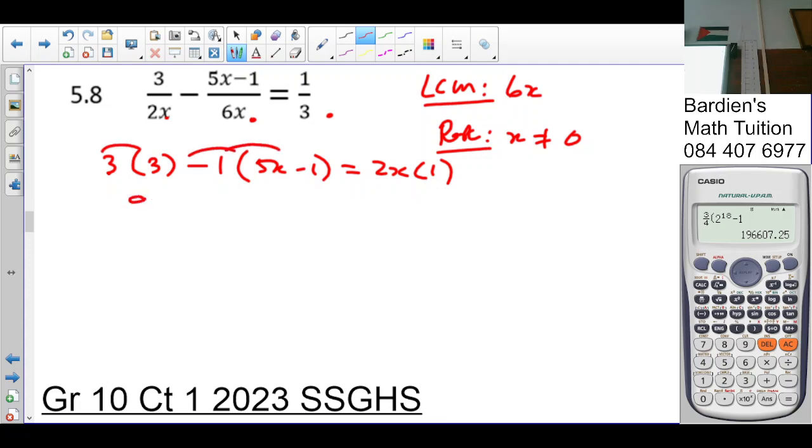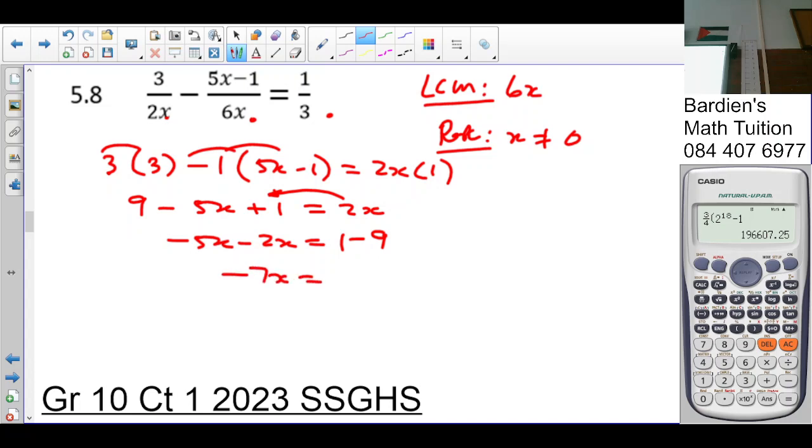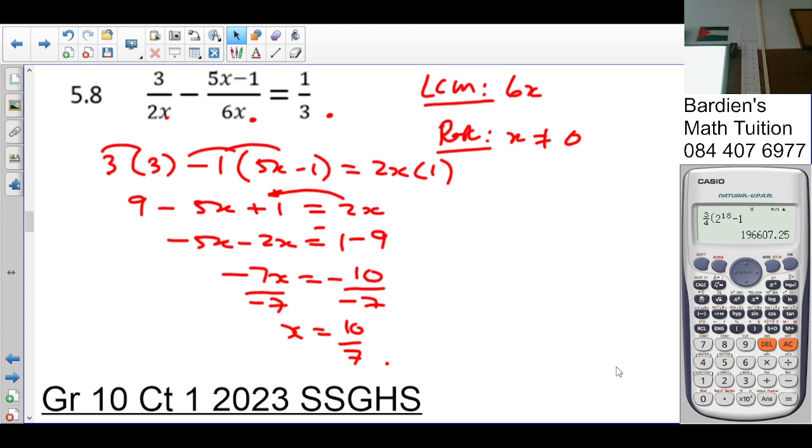So that's going to give us 9 minus 5x plus 1 equals 2x. So it's going to be negative 5x. Bring 2x over becomes negative 2x equal to 1 minus 9. So negative 5x minus 2x is negative 7x. 1 minus 9 is going to give you negative 8. Divide by negative 7 both sides. So x is equal to. Any confusion? No, sir.